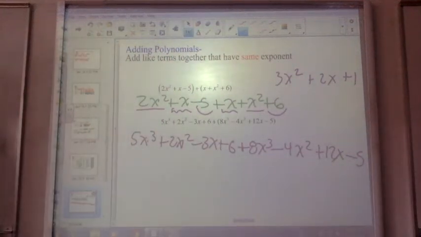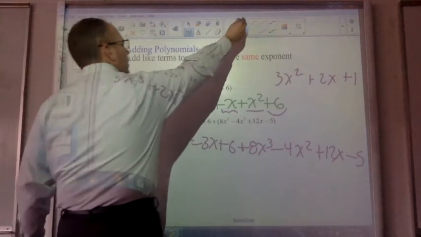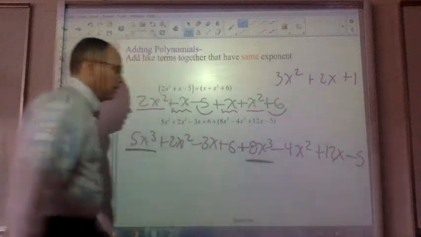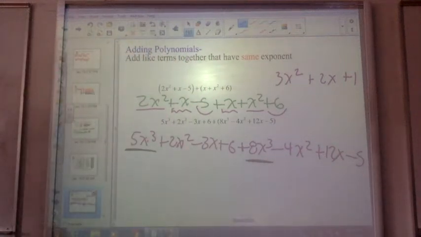Does it appear we might have like terms? Remember, a like term is the same letter and exponent. Let's see, 5x to the third and 8x to the third. Same letter, same exponent. Add them up. 13x to the third. Good.